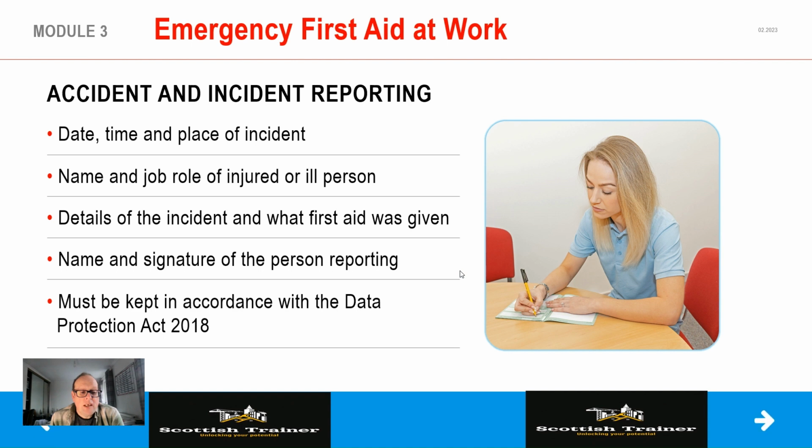And it must be kept in accordance with the Data Protection Act, or GDPR as a lot of people still call it. It should be kept under lock and key. It is personal information and should not be shared with people who should not know it. When I say lock and key, it could be a digital lock and key. The best time to record this is straight after the incident, when it's fresh in your memory. Once your incident's finished, you should record it, then top up your first aid kit. Make sure it's back to ready in case anyone needs it.